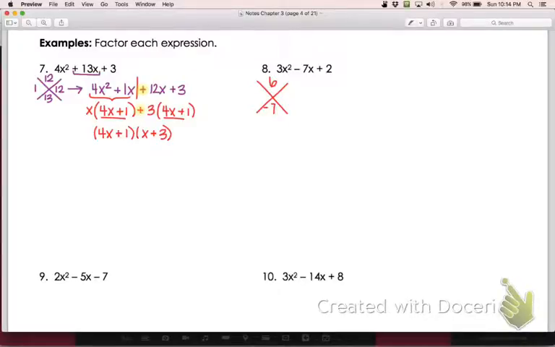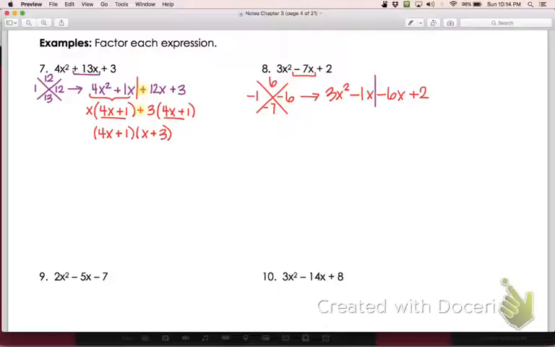Here's what I get, and this is where it gets a little bit tricky. In order to multiply to a positive but add to a negative, I need these both to be negative numbers. A negative times a negative will give me positive 6, but when I add two negatives together, then I just get my negative 7. So now I'm going to take the negative 7x out, 3x squared, x is out, x is in, and now I can split this in half.